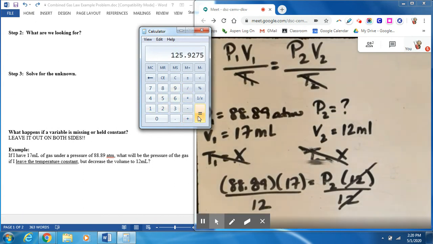And what we would find out is that if we decrease the volume, then our pressure is going to increase. So our final pressure is going to go up from 88.89 to 125.93 atm. Just for reference, that's 125 times the pressure you feel right now on Earth. That'd be crazy. Okay, so those are some examples.